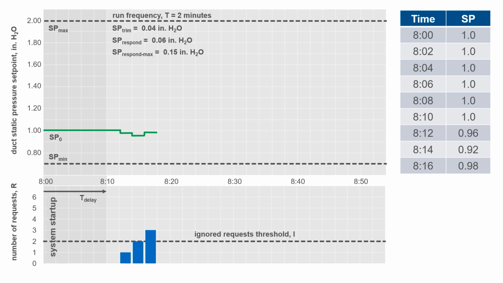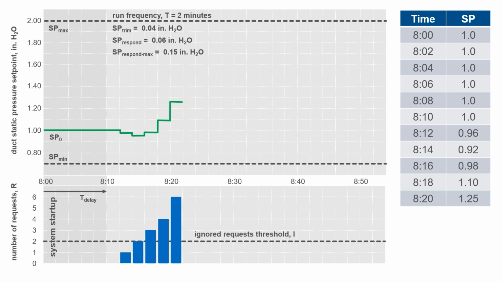The system responds by taking the number of requests above the ignore threshold and multiplying that value by the respond value. In this case, there is one request above the ignore threshold, so the system responds by adding 0.06 inches to the static pressure set point. At 8:18, there are two requests above the ignore threshold, so the system responds by adding 0.12 inches to the static pressure set point. At 8:20, there are 6 requests, 4 over the ignore threshold, which would equal a response value of 0.24 inches.